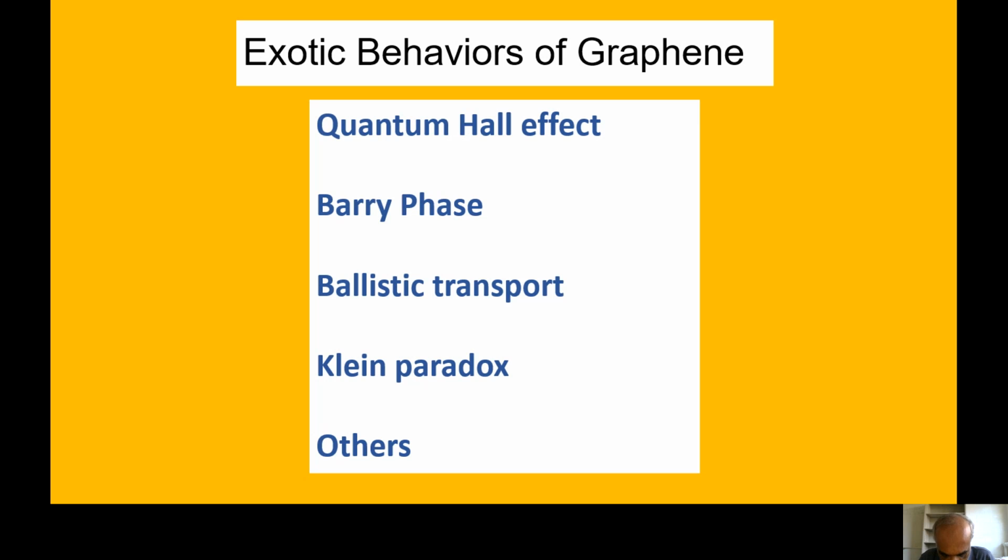Typically it requires much lower temperatures and high magnetic fields in other materials. Also, this is slightly different from the quantum Hall effect seen in two-dimensional electron gas systems. Also, Berry phase, which is a curvature related property. Then there is ballistic transport in graphene, and it also supports the Klein paradox.